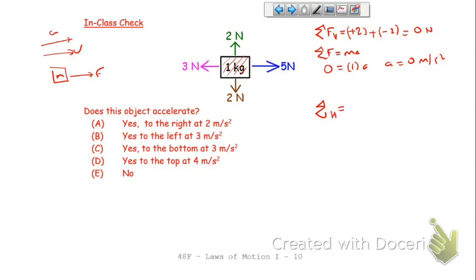Horizontally, the sum is +5 added to -3, which equals +2. Sum of the forces equals ma, so +2 is equal to 1 times a, so a is equal to +2 meters per second squared. That means 2 meters per second squared to the right.